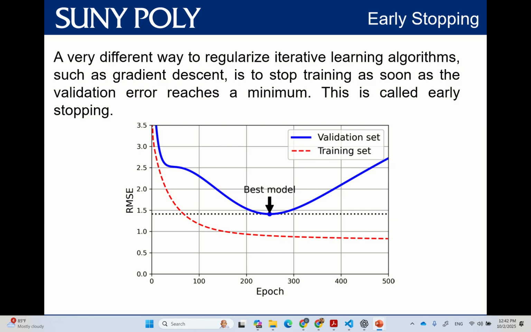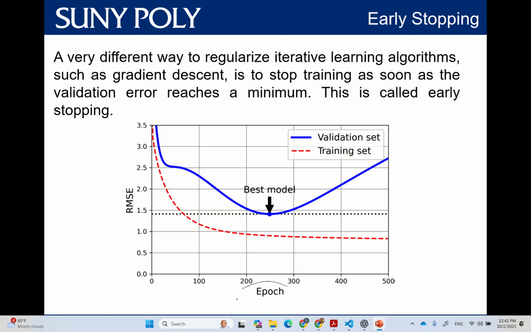Another technique is early stopping. This one is very useful, especially when you're training neural networks. This one is very common. So the idea here, when you have an iterative learning algorithm such as gradient descent, is to stop the training once the validation error has reached the minimum.